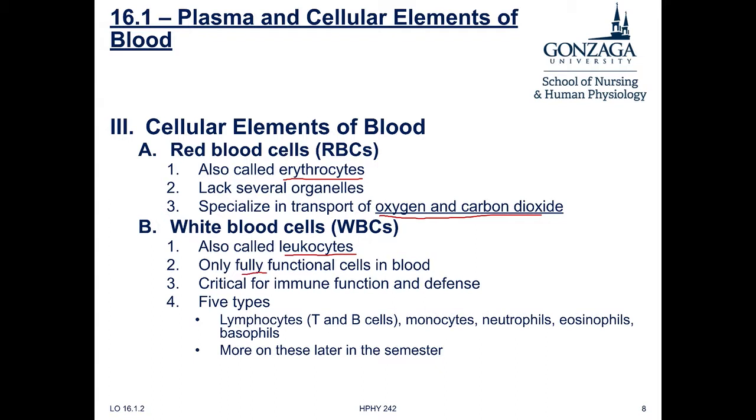They are what I'm calling the only functional cells in the blood, not our body. And that is mostly because all leukocytes contain one, sometimes more, nuclei. But all in all, they're very critical for immune function and defense against pathogens. I've covered the different types of white blood cells previously, so again, we're not going into the functions here, as we will later in the semester when we cover the immune system.